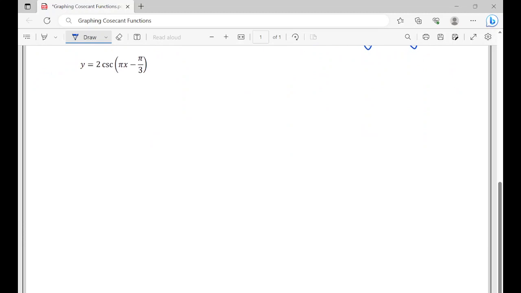Now we're going to do it again for this one, except this one is shifted. y equals 2 cosecant of pi x minus pi over 3. So this is close to what we want, but not quite exactly what we want. We need it to be in this form of y equals a cosecant of k times the quantity x minus b. And so in this case, it's not in this form. So what we do is we need to get x to be by itself with a coefficient of 1. So I'm going to factor out a pi from this whole thing.